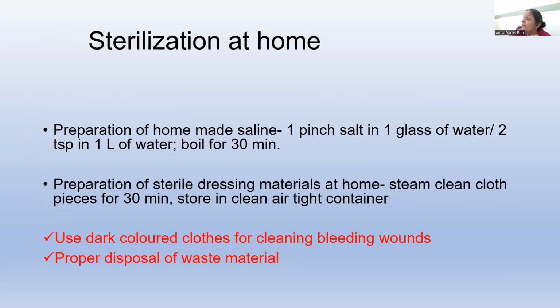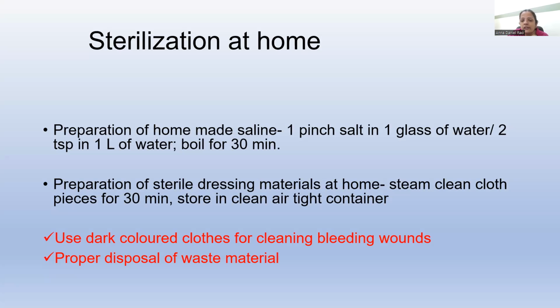How to do sterilization at home? This many times it might have come. So once again, we can go through it, right? How to make homemade saline: 1 pinch of salt in 1 glass of water. It will depend how much saline water we want. Depending on that, we can sterilize. And in 1 liter of water, if it is taken, then 2 teaspoons, and then boil for 20 to 30 minutes and store in a good, clean container. That is also very essential.